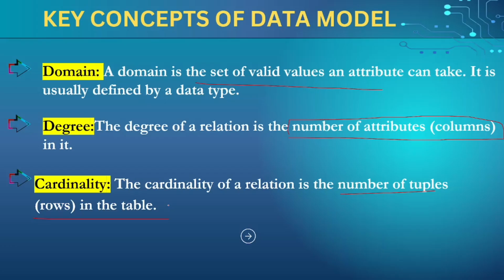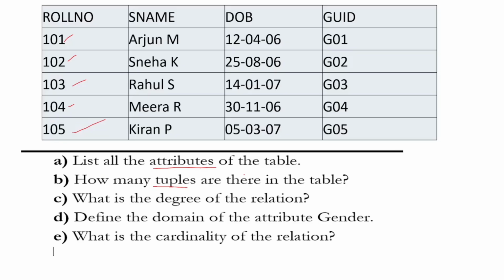And what is the degree of the relation? Degree means what I told you. Degree is nothing but the number of columns. So how many are there? Roll number, S name, DOB, and GUID. All the names you have to mention. So there are 4. Define the domain of the attribute gender. So gender, in case there is a gender here, as I told you, right? Male, then what? Female, and prefer not to say.